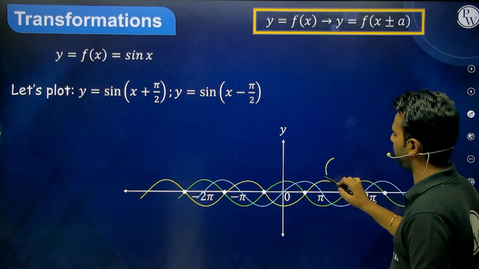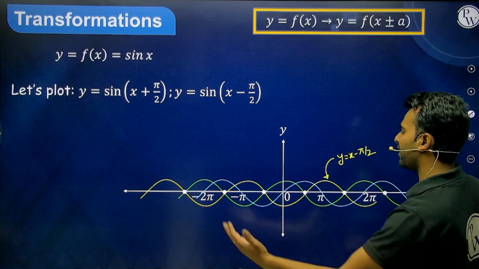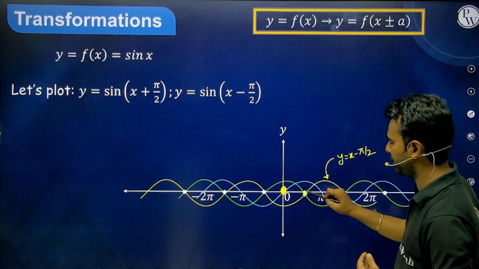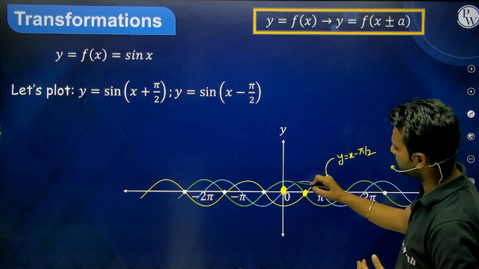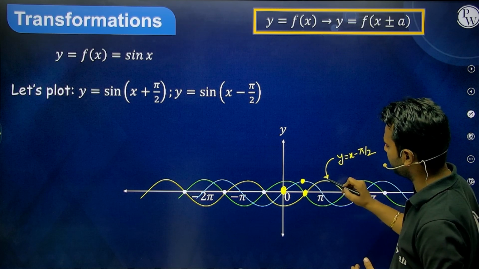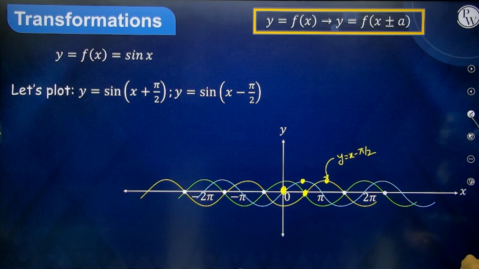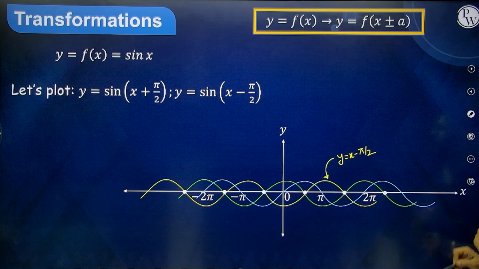yellow one is going to be of y equal to x minus pi by 2, because if you shift this blue graph by pi by 2 units towards right, look, this point has now come over here. So this point has been shifted by pi by 2 units. This point earlier was here, now this has come over here. So that's why pi by 2 shift has taken place. So now you can visualize how the graphs will be looking like quite comfortably.